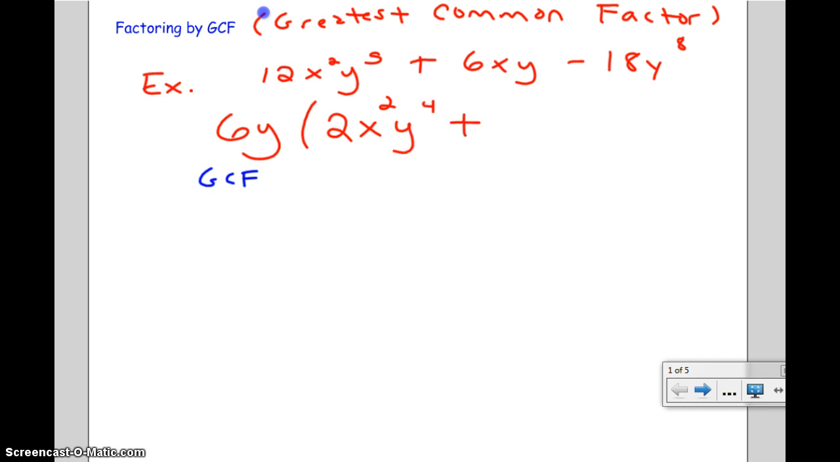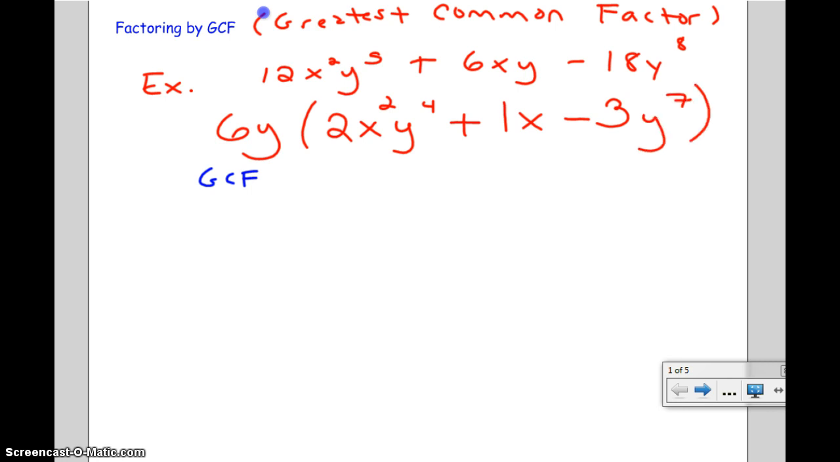For my middle term, I factored out a 6, so really what I'm multiplying by is 1 here. I do need an x. I factored out a y, and I only had 1 y, so I'm good with my y's. I copy down the sign, the minus sign. 6 times 3 makes 18. I have already factored out 1 y. I have 8 total, so I need 7 more.